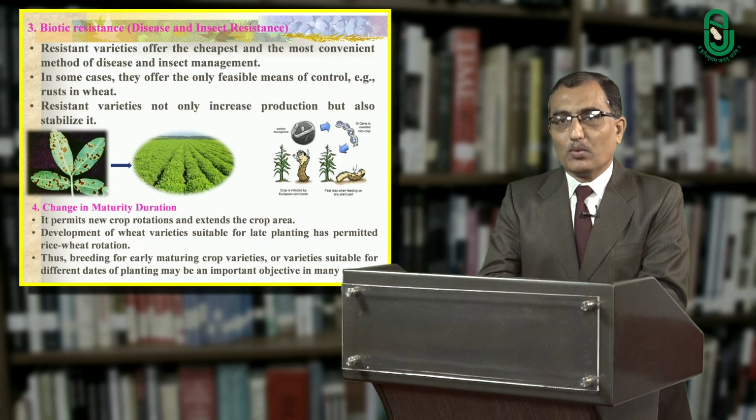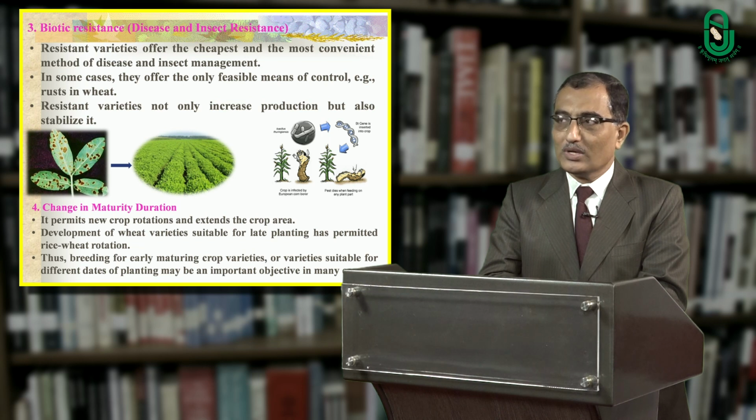Then the third important objective is biotic resistance, related to disease and insect pest resistance. A resistant variety offers the cheapest and most convenient method of disease and insect management. In some cases, it is the only feasible means of control. For example, various kinds of rust. Resistant varieties have been developed in wheat.